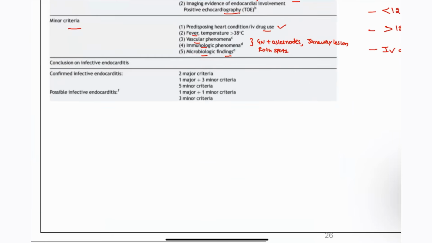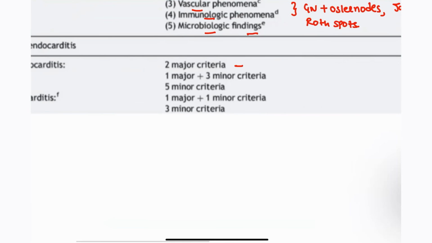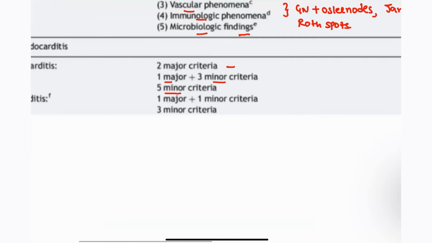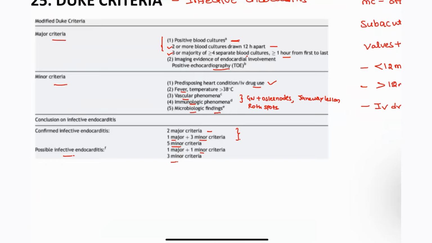For a confirmed diagnosis, if you see positive echocardiography and positive culture, then it is diagnosed. Or one major and three minor, or at least five minor should be positive. For possible infective endocarditis, one major and one minor, or three minor criteria. And each one will be given one point. That is how you are going to proceed.